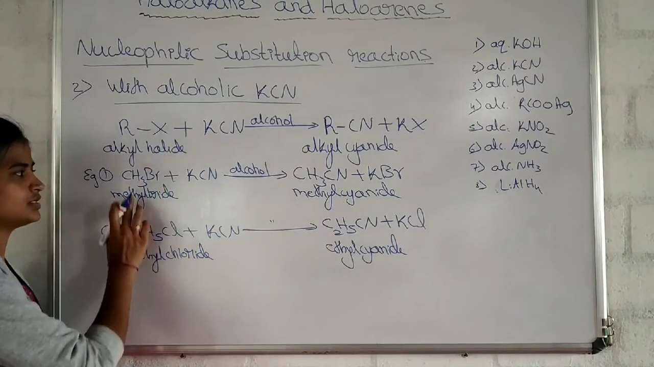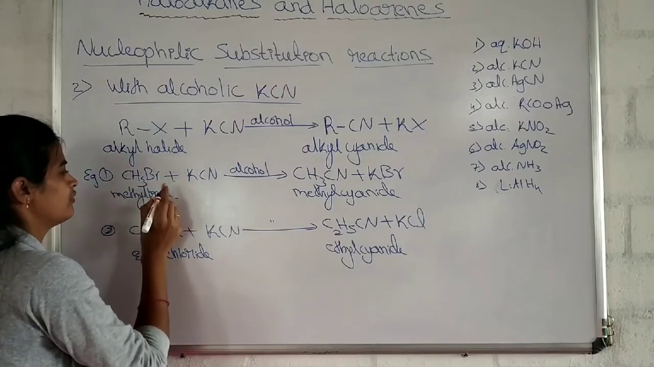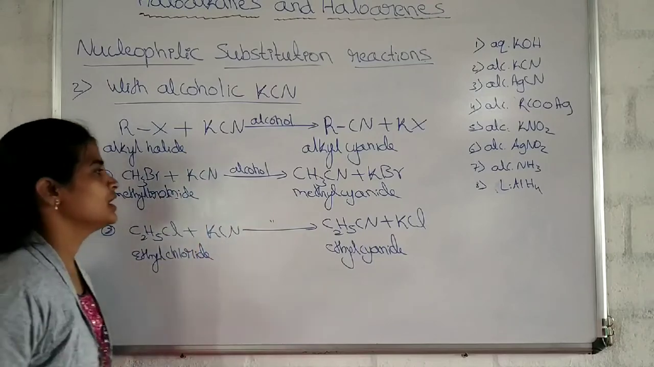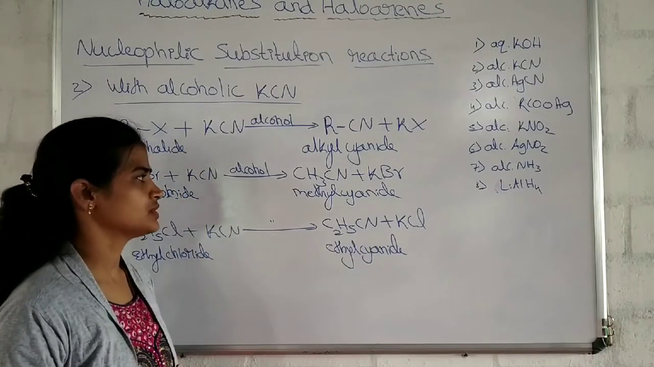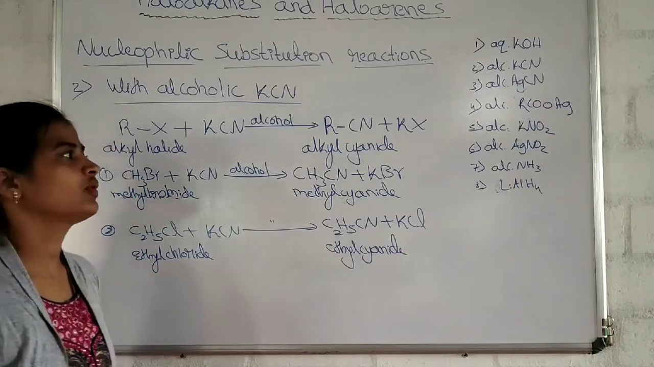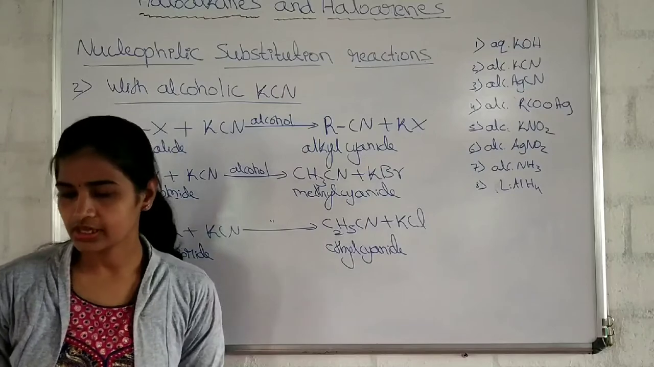Yes, these two. When methyl bromide is heated with potassium cyanide in the presence of alcohol, methyl cyanide is formed. This is also one of the examples for what? Nucleophilic attack. Write down this.